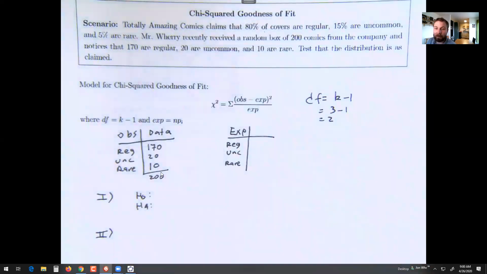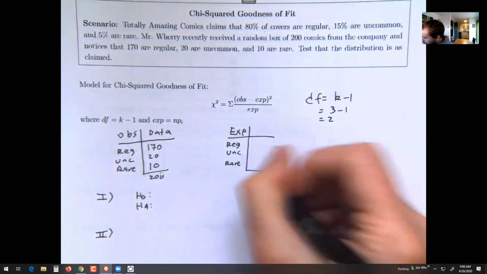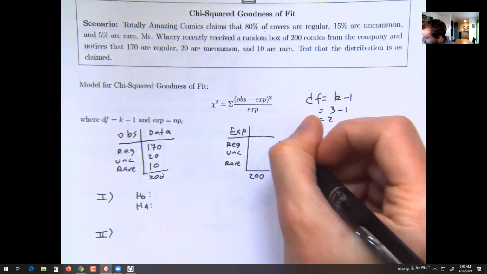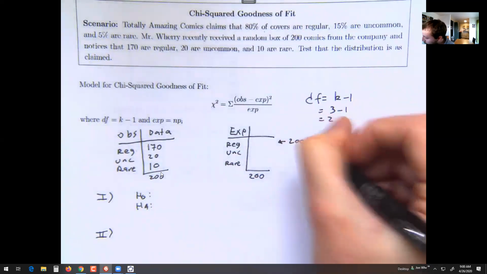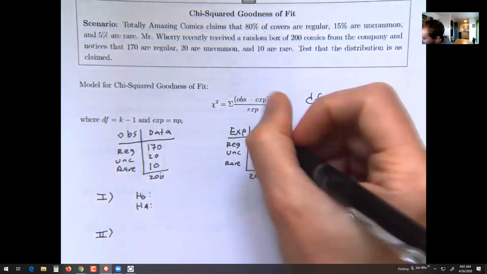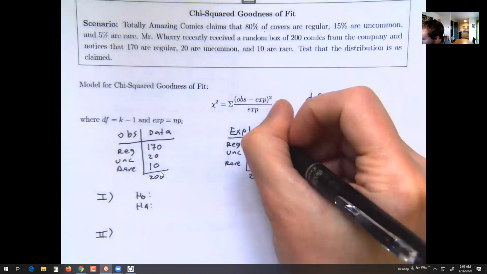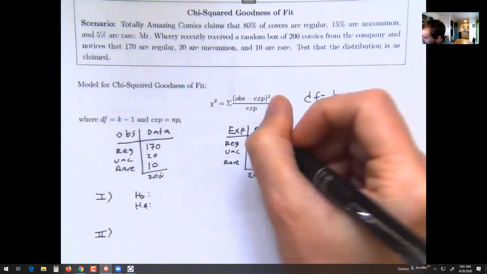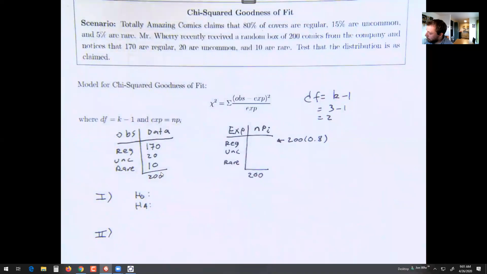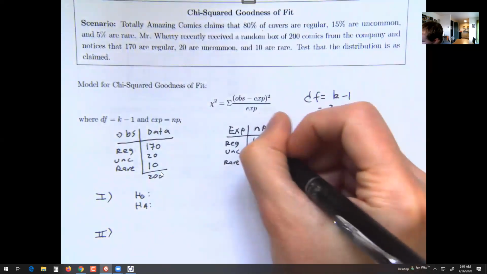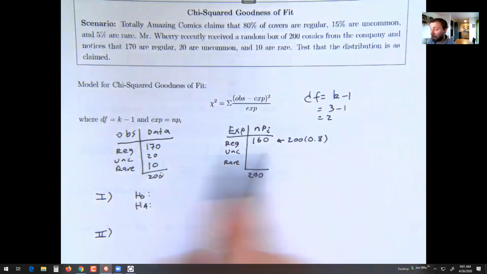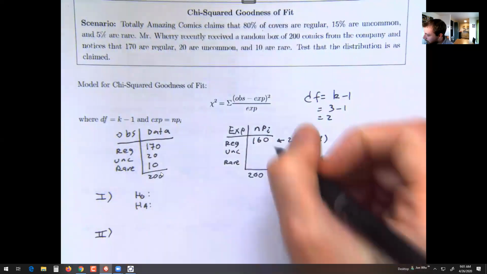Let's compare this to what they're telling me. So out of these 200 comics, they say 80% should be regular. So to figure out the regular, I'm going to just look at 80% of 200. So I'm going to find these expected by taking the number that it's out of, the 200, times the probability of each individual category. So 200 times 0.8 gives me 160. I got 170. I'm off by 10.